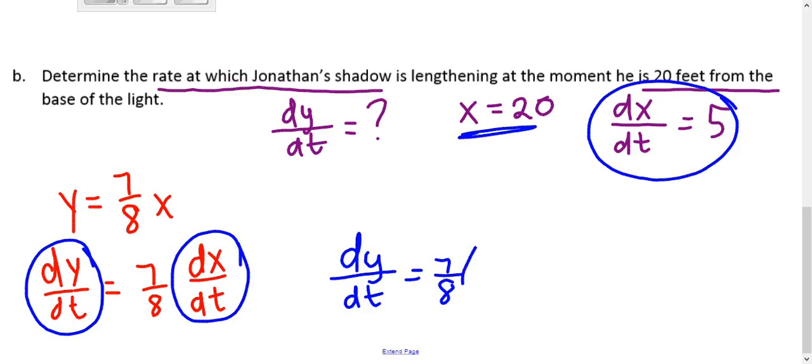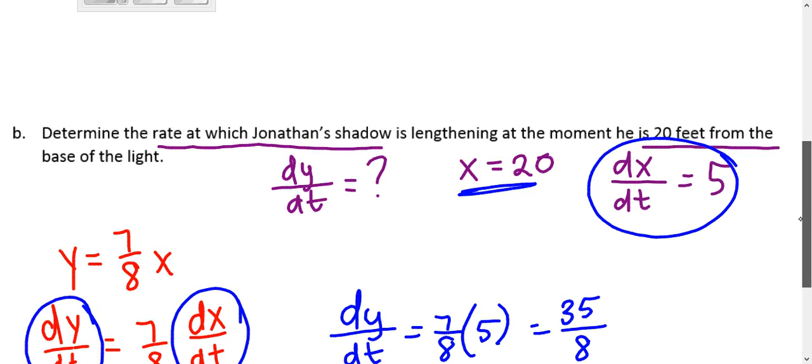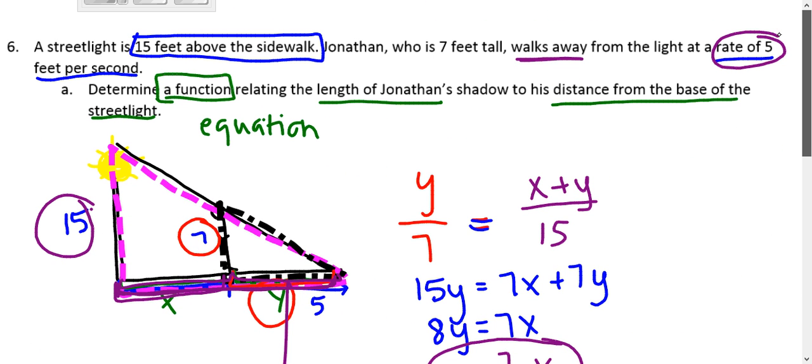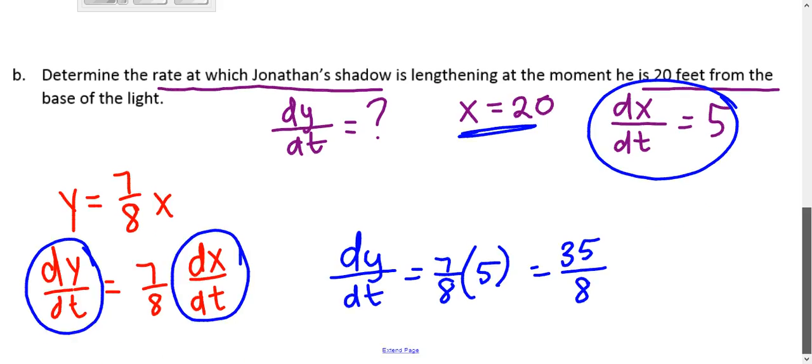So dy dt is equal to 7/8 times 5, which is 35/8. And my measurement is feet per second. There's our answer.